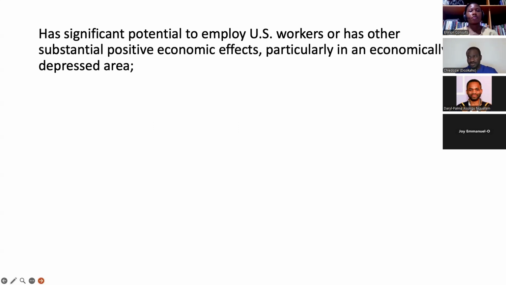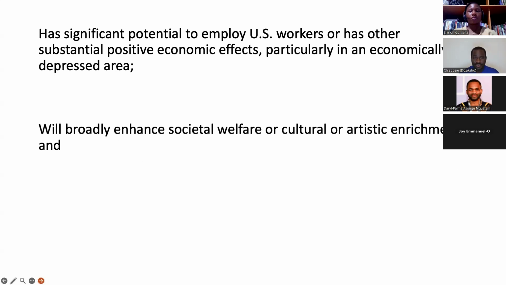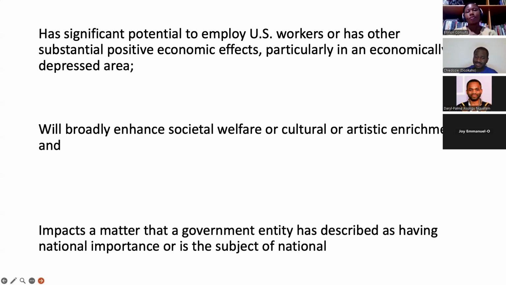I want to go over other things that I'm listing, because what I want to share with everyone here is that it is not about checking the boxes to show that you meet these criteria. It is about showing evidence that what you intend to do in the United States has potential to employ Americans, or help boost the economy, maybe in a depressed area or in a rural area, is going to enhance societal welfare, or artistic enrichment, or it could impact a matter that a government entity has described as of national importance. And I will give you a very good example.